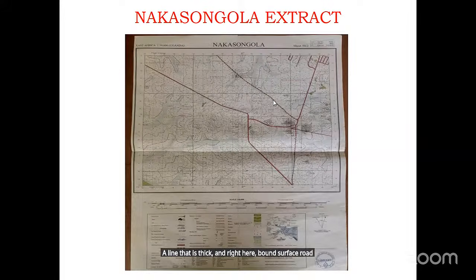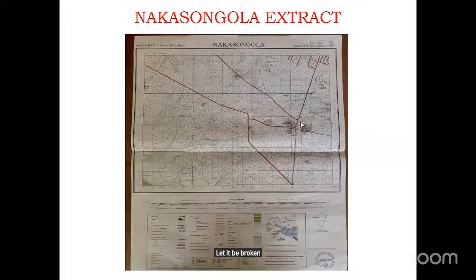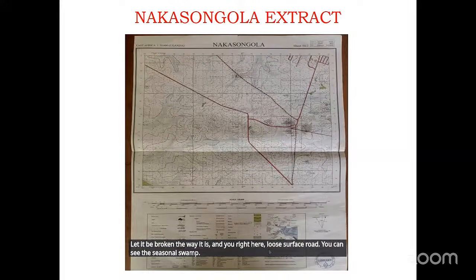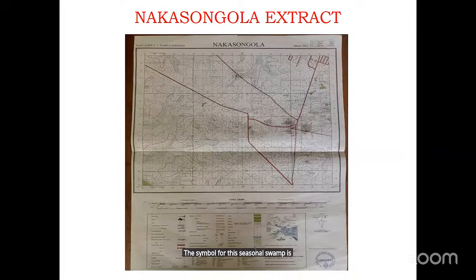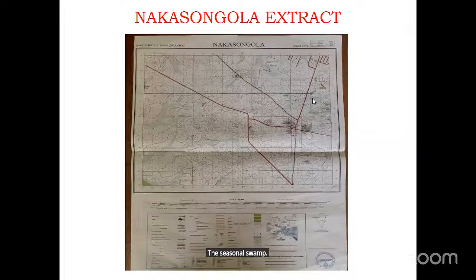If you are drawing a loose surface road, let it be broken the way it is, and you write here "loose surface road." You can see the seasonal swamp. The symbol for the seasonal swamp is here, and it is showing that there is a seasonal swamp here. You dot and write there "seasonal swamp." If it has a name, write the name of the seasonal swamp. For example, you can say Kagadi seasonal swamp if it is Kagadi. Those are the key areas that you are supposed to show.